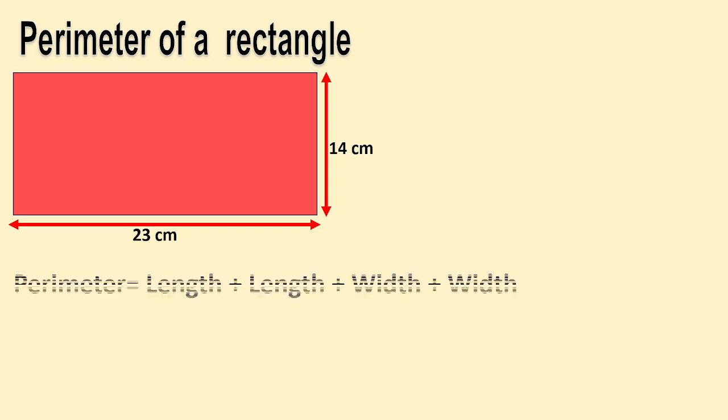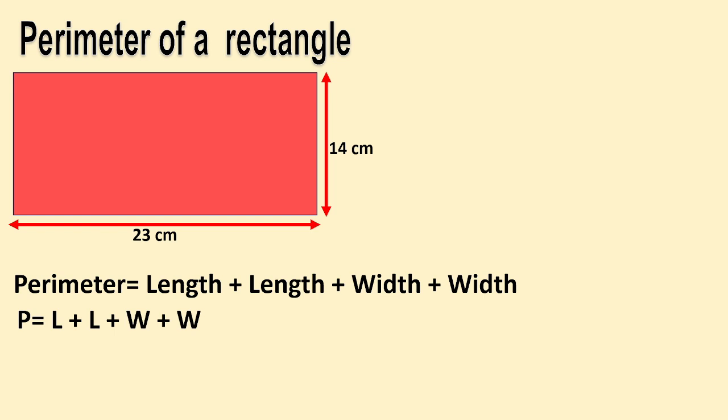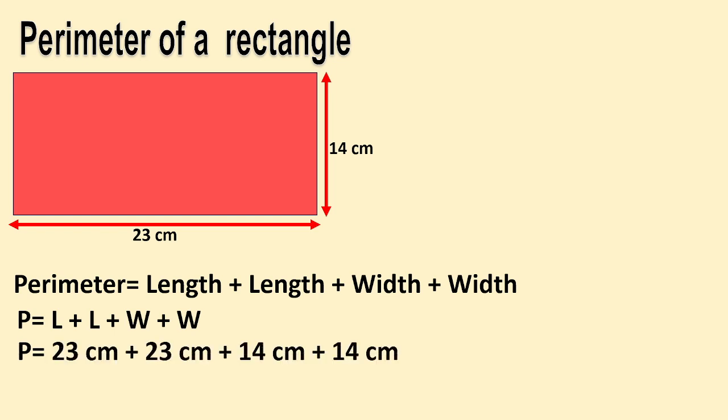First, we are going to write the formula we have here. Perimeter equals length plus width, or we are going to write P equals L plus L plus W plus W. So we're going to write P equals 23 centimeters plus 23 centimeters plus 14 centimeters plus 14 centimeters. So 23 plus 23 plus 14 plus 14 equals 74. So the answer is 74 centimeters.